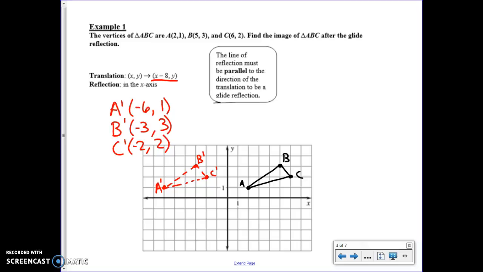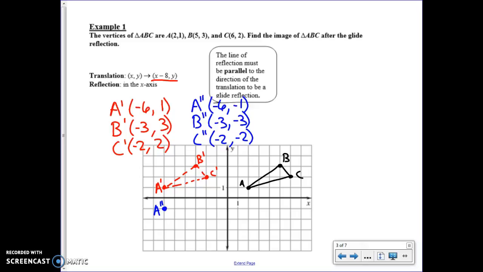So then I'm reflecting in the x-axis, and double prime kind of looks like an 11 up there. It's 2 of those tick marks up in the air. When we reflect in the x-axis, remember that the x and the y stay in the same spot, but the y becomes the opposite. So I leave negative 6 alone, and then y becomes negative 1. I leave negative 3 alone, and y becomes negative 3, and I leave negative 2 alone, and y becomes negative 2.